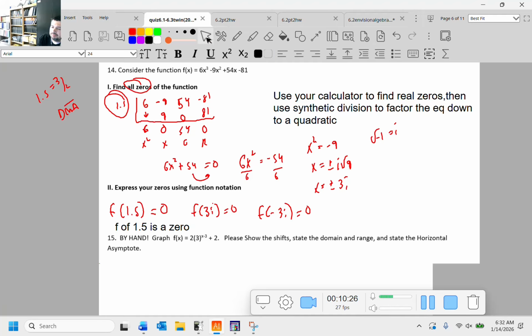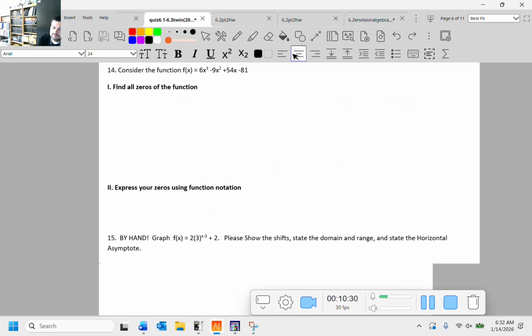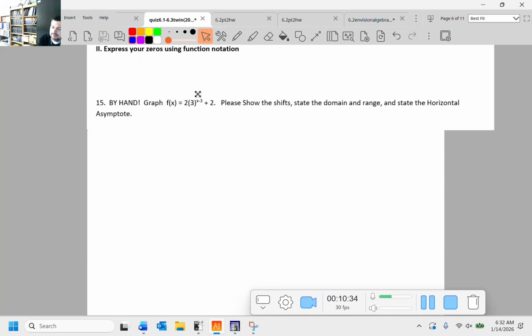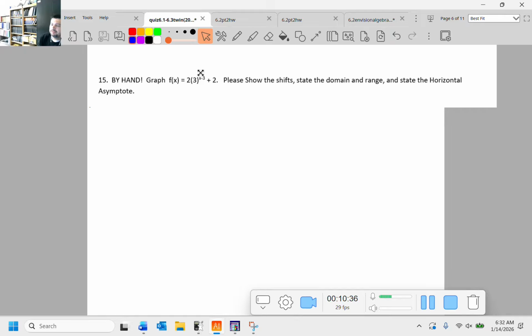All right, 15, we got a graphing problem. By hand, graph this thing. Please show the shift, state the domain, state the horizontal asymptote. You're gonna have a table too. There'll be a table for you on your test. I promise you there will be. And let's change that from please to show the shifts. I don't want to give you an option.